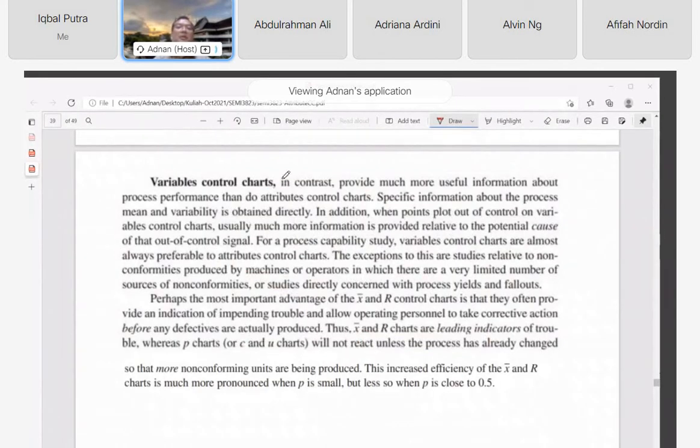Okay, a variable control chart gives a lot of information for us to do the diagnosis of the problem. Okay, so an attribute control chart has less information.